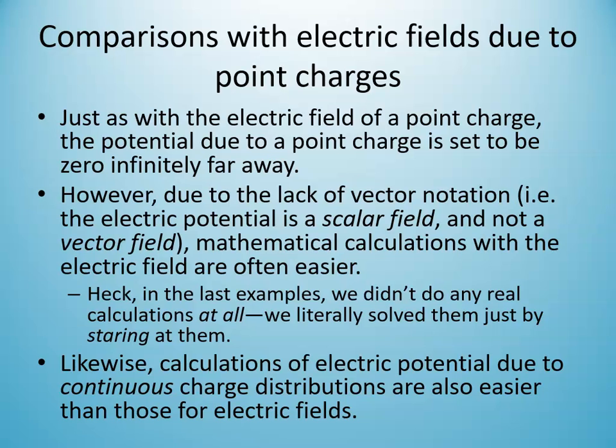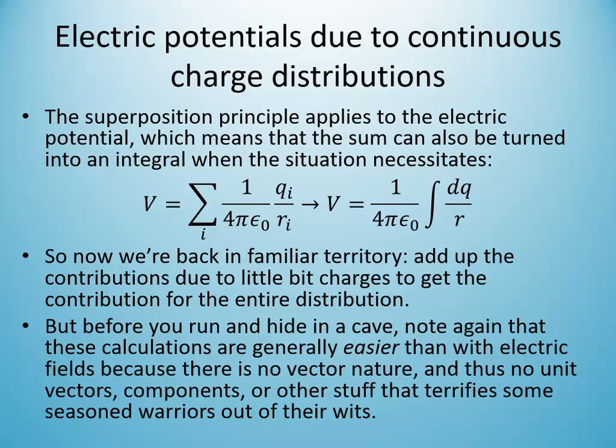Likewise, these calculations will also be easier when we examine the electric potential due to continuous charge distributions, where we replace the sum with an integral sign. We bring out the constant stuff. We realize that the distance will itself depend on a particular charge, so we keep that inside of the integral. And that is something that we're going to look at in more detail with some examples in the next video. I'll see you then, and thank you for watching.